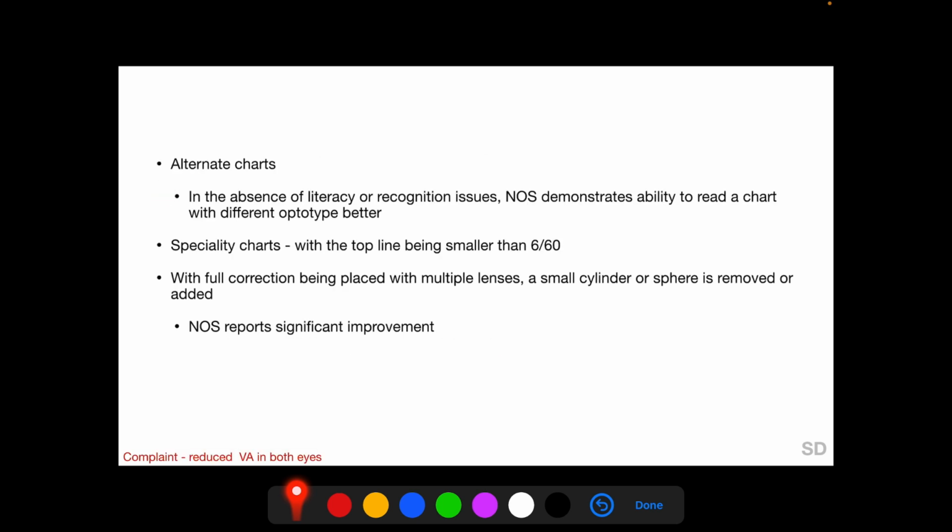And when tested with an alternate chart with a different optotype, the NOS may demonstrate a different visual acuity recording. For these situations, there are also specialty charts with the top line being smaller than 6/60 and with full correction being placed with multiple lenses. Removing or adding only a small cylinder or sphere can make an NOS report significant improvement or deterioration in vision.